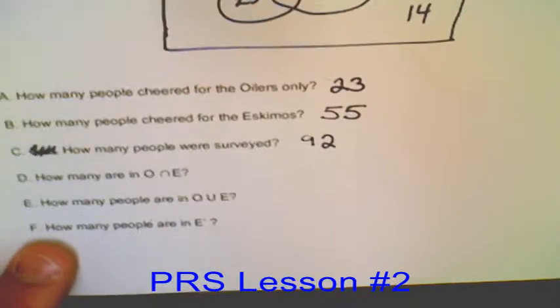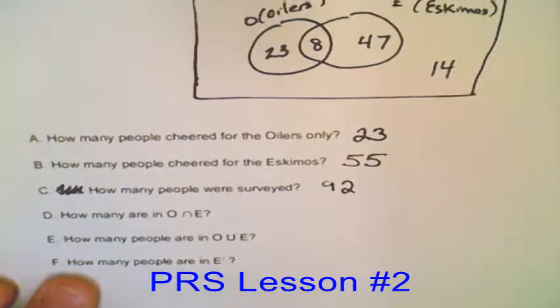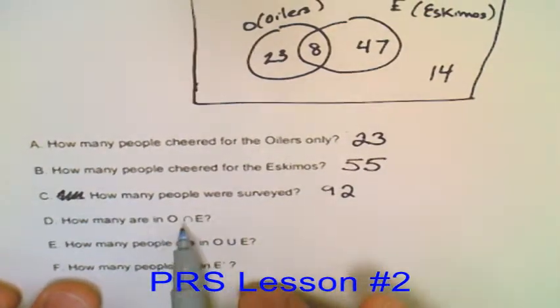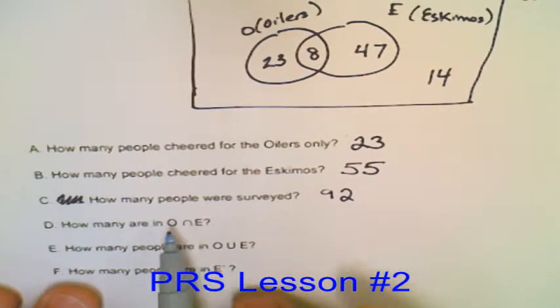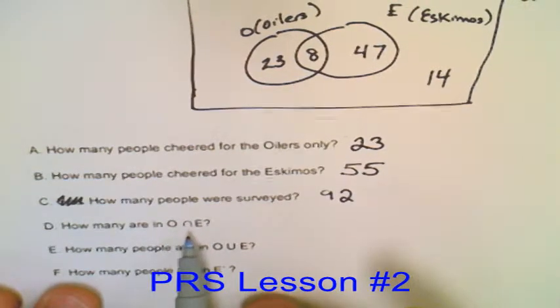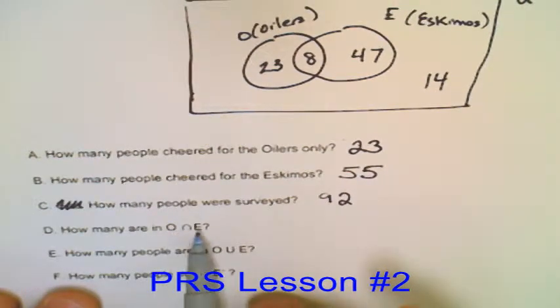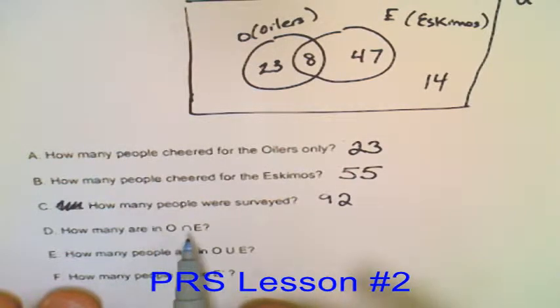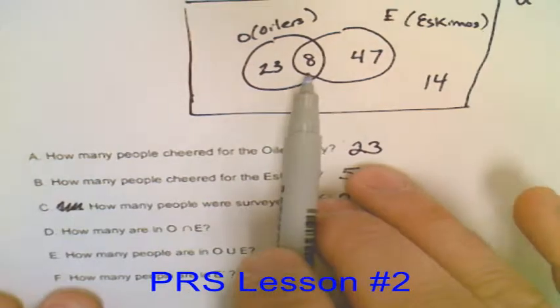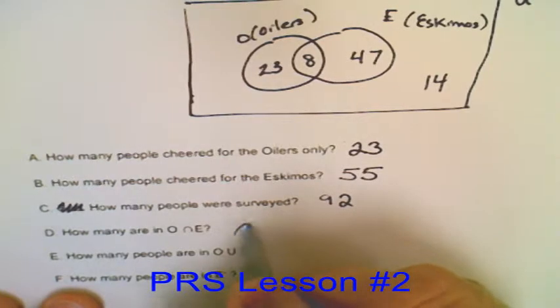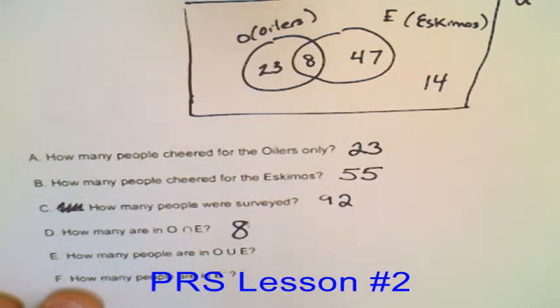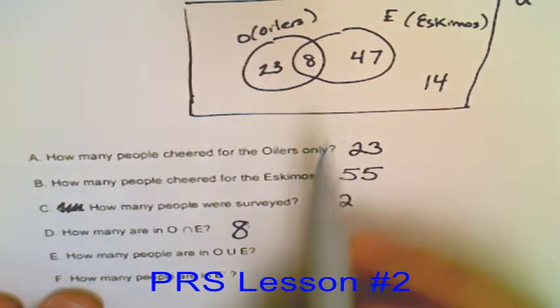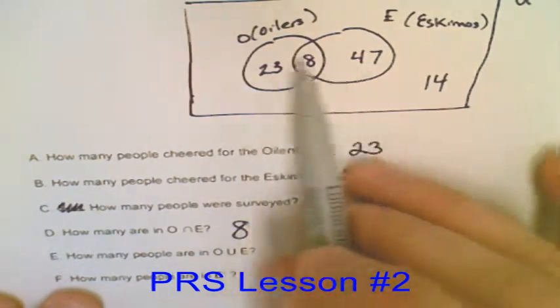Okay, this C is just because I was dictating. How many people were surveyed? Well, basically this is how many do I have in total. I have 23, 8, 47, and 14. I got 55, 75, 78, 88, 92. I have 92, and I just added up all those numbers. 92 people were surveyed.